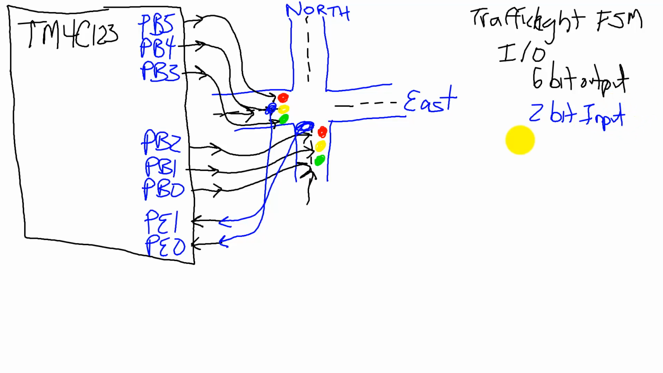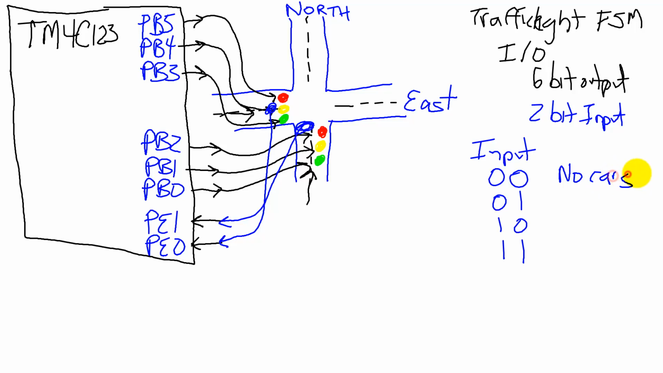And so to understand how this works, we can see that the input for this machine has 4 possibilities. If both sensors are low, that means there's no cars. If both sensors are high, that means there are cars in both directions. Both roads have cars. And since we tied PE1 to the north sensor, this means there's cars just on the north. And PE0 is tied to the east sensor, and so this means we have cars just on the east.